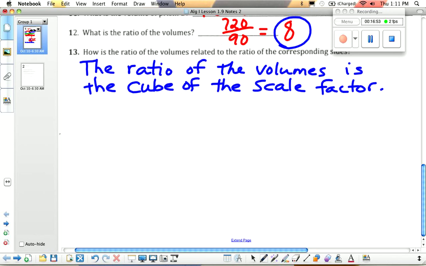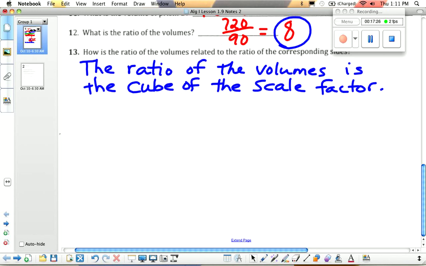So tell me then, if we would have tripled the dimensions, what would have happened to the volume? It would have been 27 times bigger. 3 times 3 is? Times 3 is 27. It would have gotten 27 times bigger. Okay. So that's just kind of like a summary of what we can always count on.